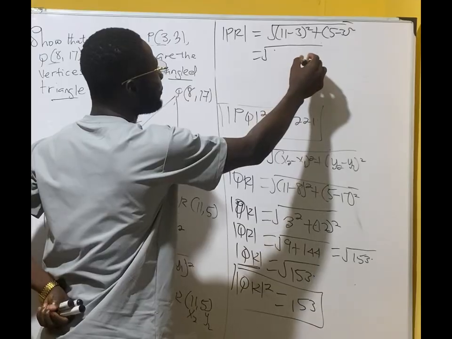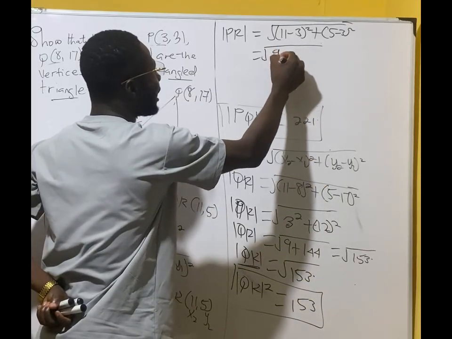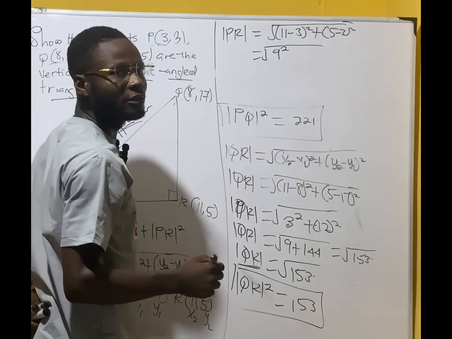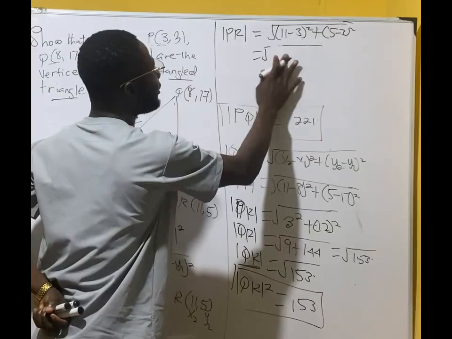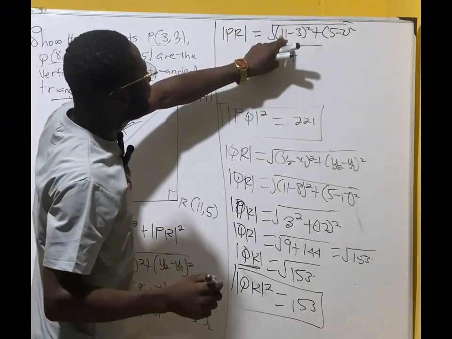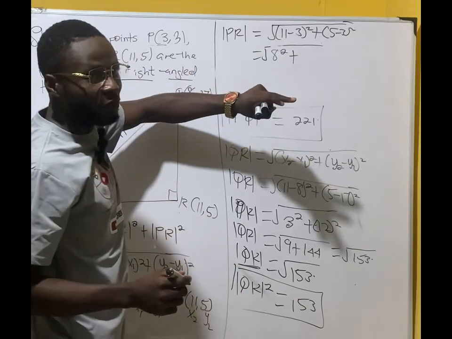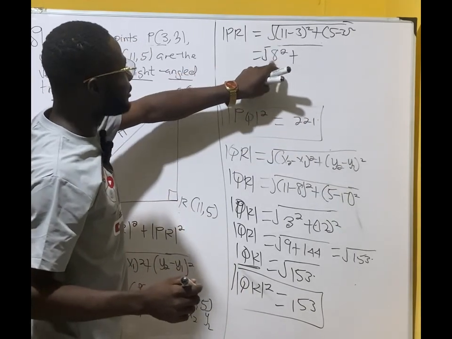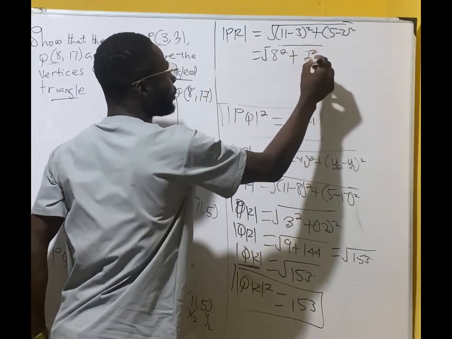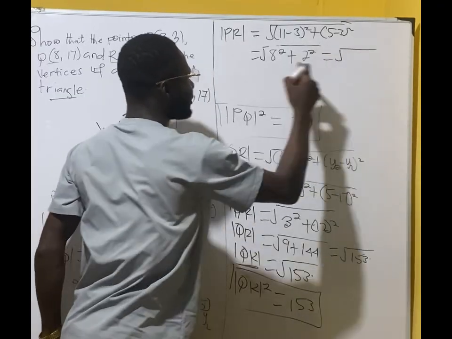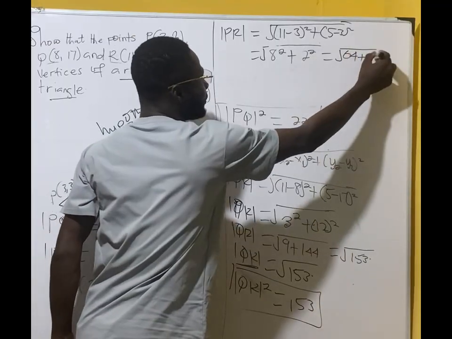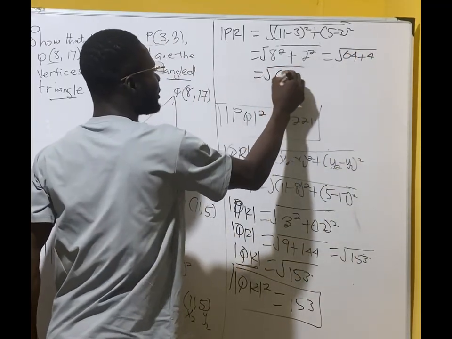11 minus 3, which is 8, squared, plus 5 minus 3, which is 2. So when you are doing these differences, you have to check it very well. So we have 2 squared. This is going to give us 8 squared, 64, plus 2 squared, which is 4. So we have this to be 68.